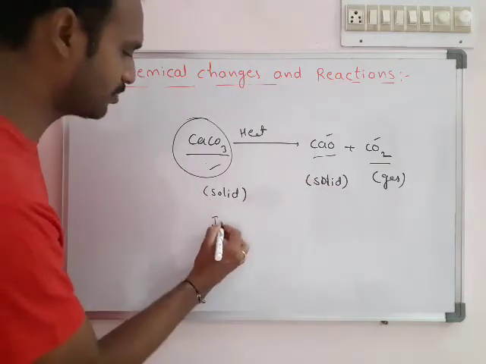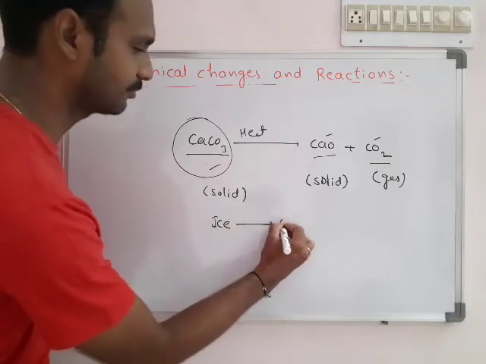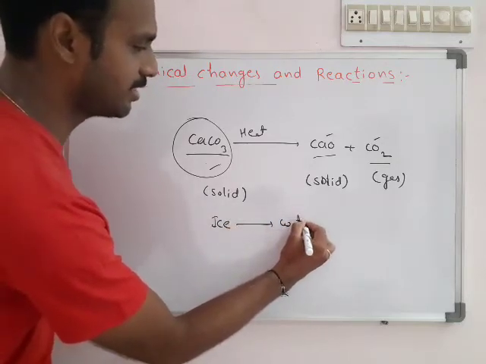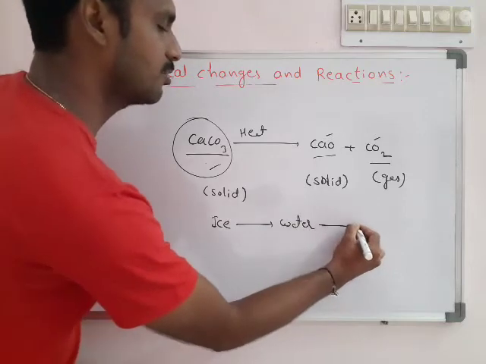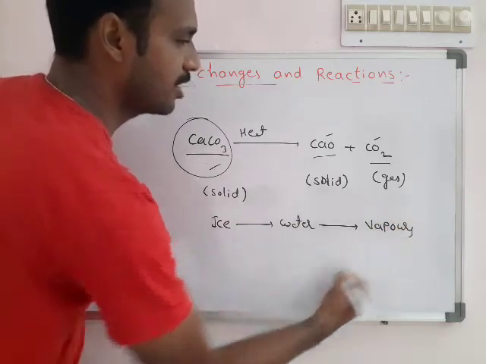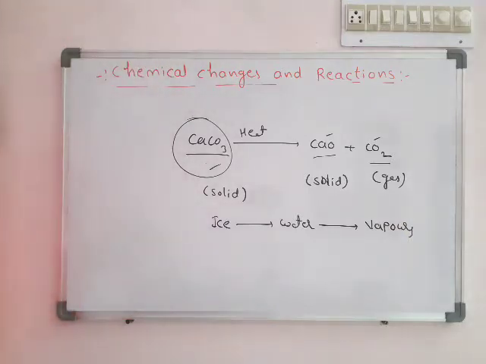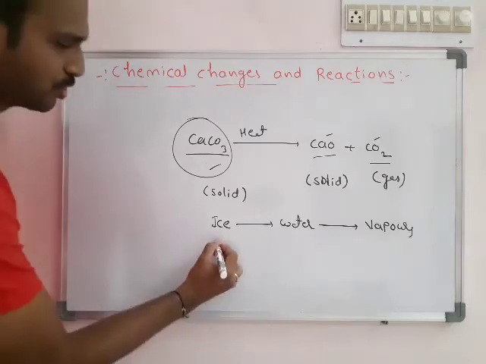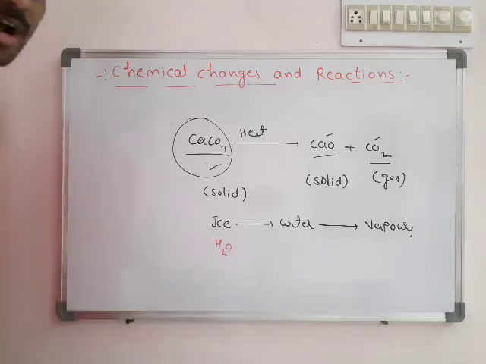For example, if you take ice, ice on heating becomes water. Water on heating becomes water vapors, steam. So what is the formula of ice? The ice formula will be treated as H2O. What is the formula of water?